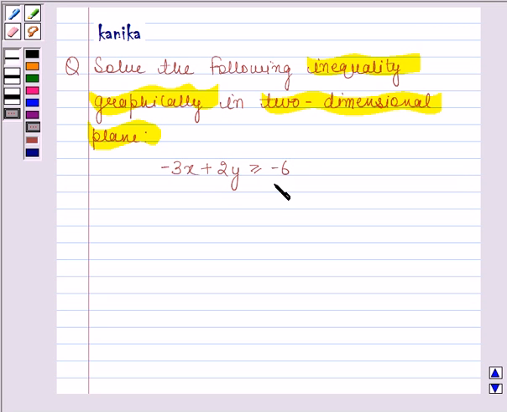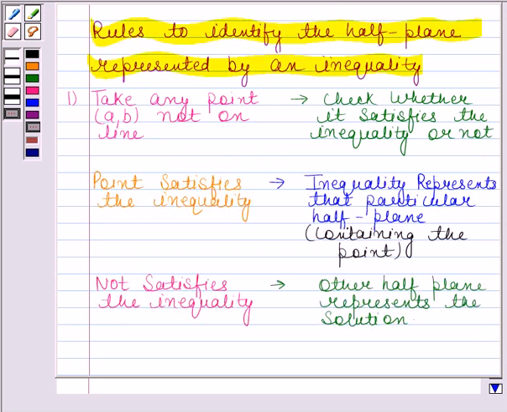Before solving this question, we should know that a line divides the Cartesian plane into two half planes. And the graph of inequality will be one of the half planes, and we shall show the solution by shading in the corresponding half plane. We shall follow the following rules to identify the half plane represented by an inequality.